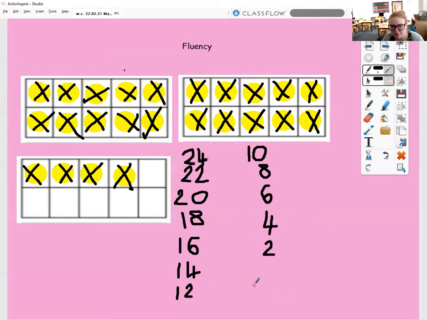How many have I got left? How many 10s have I got? Well, I've got no full 10s frames left, so it's 0 10s. How many 1s have I got? I've got no 1s left, so the last number is 0. So I go saying those backwards. We've got 24, 22, 20, 18, 16, 14, 12, 10, 8, 6, 4, 2, 0.